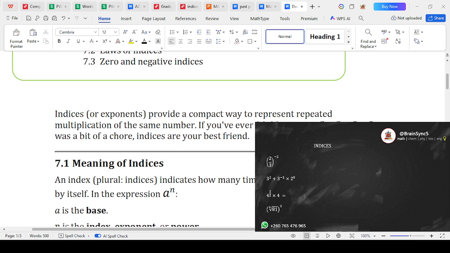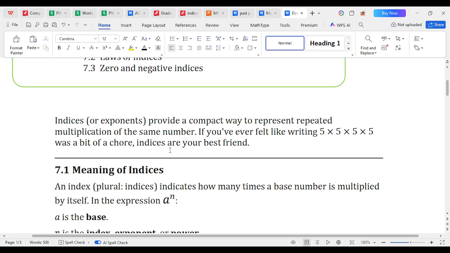Once we learn all this, if you can see the questions there in the blackboard, those are the questions that we are going to be practicing. Once you understand everything about indices, those questions will become very easy. So sit back, relax, and grab a pen and a notebook. So let's begin.